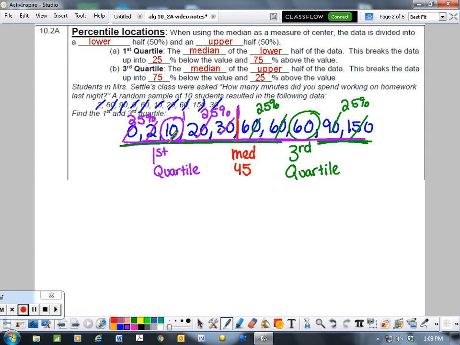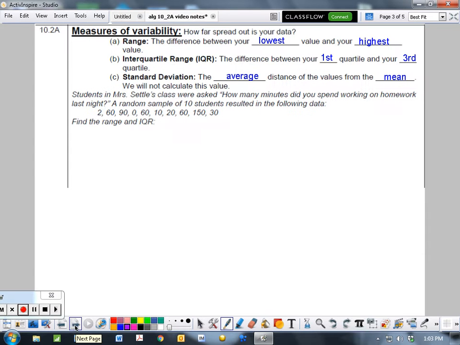And that's our quartiles. Now we're going to look at measures of variability, and this is also known as spread. How spread out is the data? And so we have different ways to measure spread, and our first method is range. So range is the difference between your lowest value and your highest value. We typically go highest minus lowest.